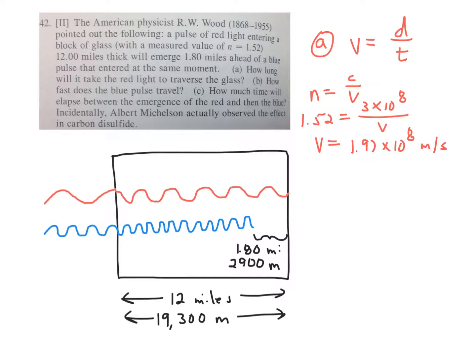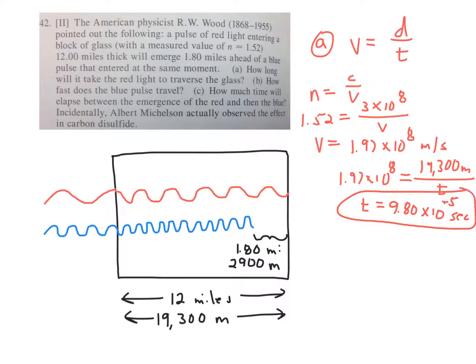Now we use V equals D over T. We have that velocity, 1.97 times 10 to the 8th, equals D over T. Now 12 miles, if I did this right, is 19,300 meters. That's 19,300 over T. So figure out what T is: 9.80 times 10 to the negative 5th seconds. That's how long it takes for the red to get through this theoretical chunk of glass.